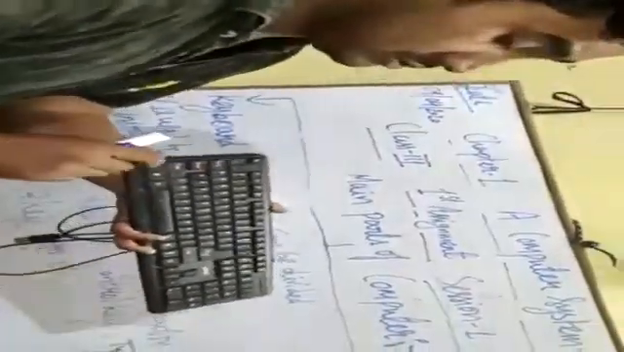Now next is your navigation key. See this: up, down, left, right. This is your navigation key. Now next is your control key. Shift, control, enter. This all is your control key. Now next is your typing keys. This all keys like your alphabet, QWERTY, like your punctuation, like dollar sign, comma, semicolon. This all is your typing key.